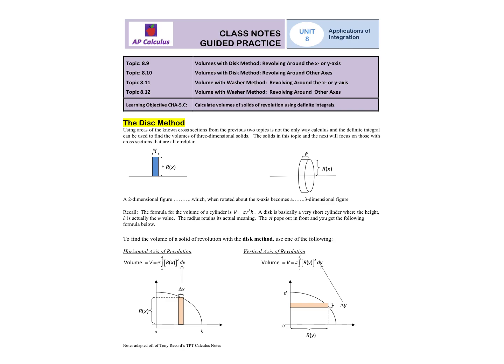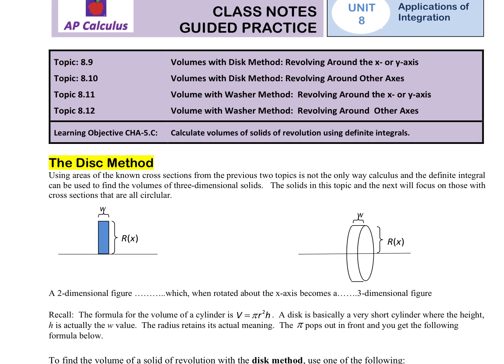Okay, so like I said, today we're only going to talk about the first two topics there, volumes with the disk method around the x-axis, y-axis, and then other axis. So we're going to do one example of each of those, and that's all we're going to do today. So we're only going to get through the first 3 pages of the notes.